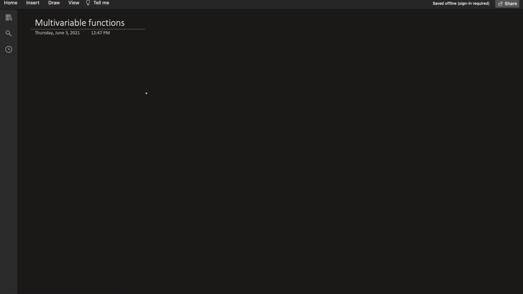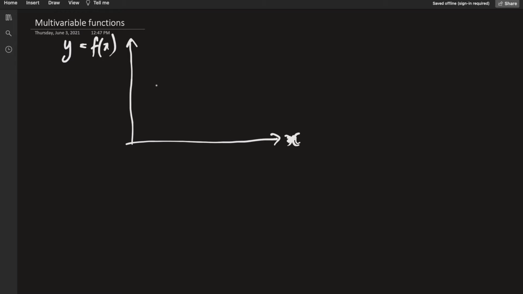Okay, so let's start with the idea of a regular graph. I'm sure everyone's worked with a regular graph before. So for a regular graph, what did we have? We had the y-axis, which represented the function of x, and we had an x-axis. And what we did for single variable functions was we took a point x, plugged that into f of x, and then we got some value. We plotted that against x, and we got some fancy curve.